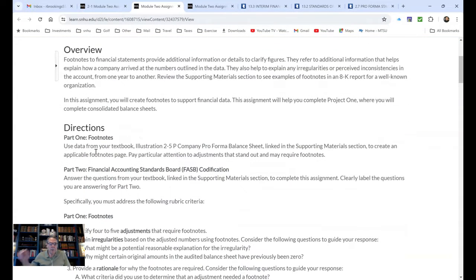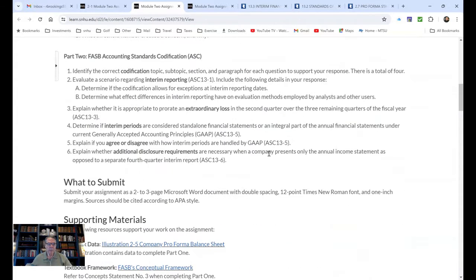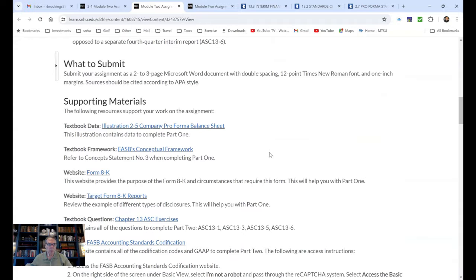I'm going to use data from your textbook, illustration 2-5P, company pro forma balance sheet, linked in the supporting materials section, to create an applicable footnotes page. Pay particular attention to adjustments that stand out and may require footnotes. There are some materials that you should click on as far as footnotes, the reasons for footnotes, etc. There is some supporting material down here that you can target.